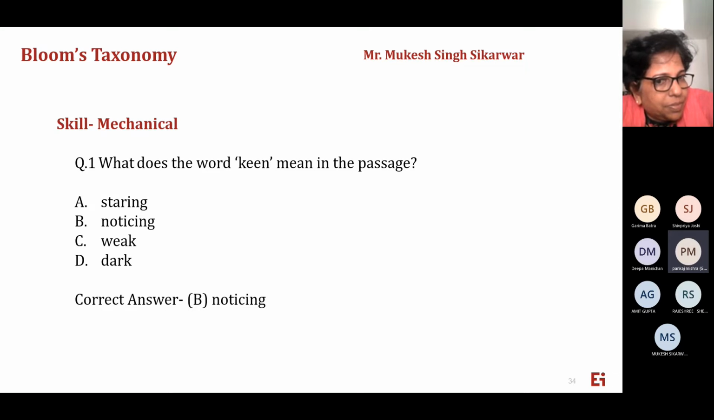But for some words, I haven't gone through the passage. Sometimes different words have different meanings, or the same word has different meanings in different contexts. So we have to be aware of that fact also. Thank you, Pankaj sir, for your precious opinion.